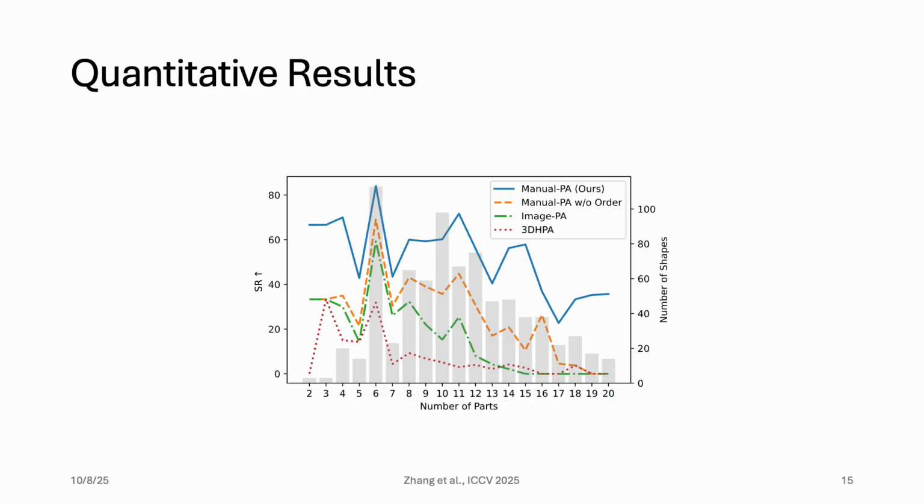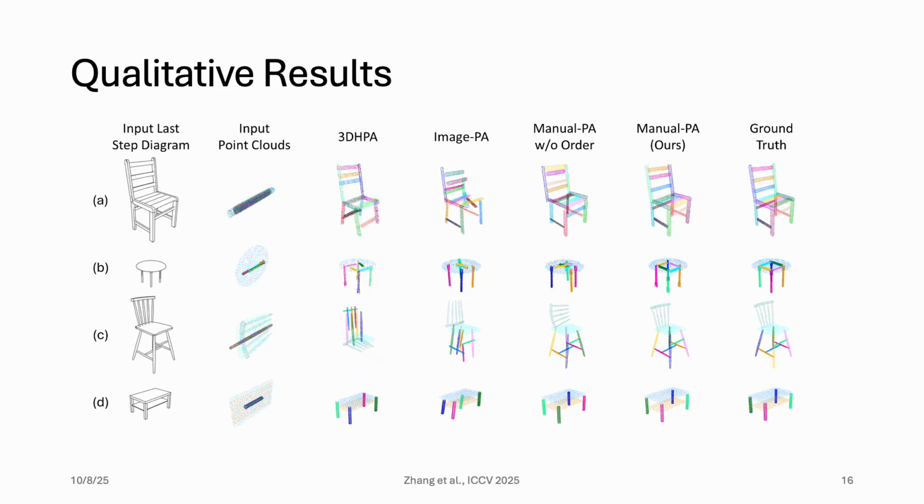This chart showcases the robustness of our method from another perspective. Typically, as the number of parts increases, the combinatorial search space explodes, making the assembly task much harder. The performance of other methods can be seen to degrade rapidly as the part count grows. In contrast, our method maintains a consistently high success rate across the board, demonstrating its strong scalability. Finally, these qualitative comparisons offer a visual confirmation of our method's superiority. It's clear that the assemblies generated by our ManualPA are virtually identical to the ground truth. In contrast, other methods either produce results with noticeable geometric flaws or fail to correctly place occluded parts.